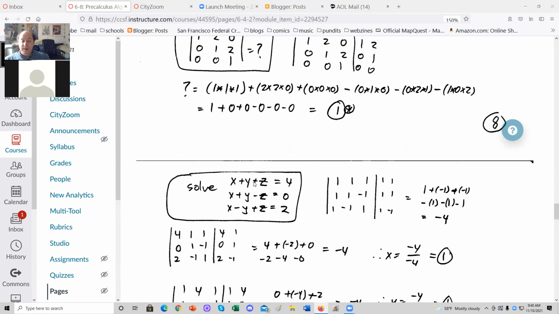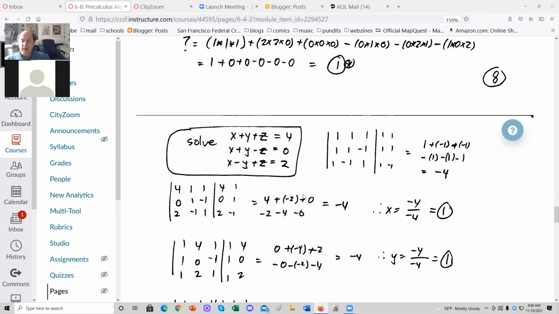So, here we have x plus y plus z equals 4, x plus y minus z equals 0, x minus y plus z equals 2. So the coefficient matrix is 1, 1, 1; 1, 1, -1; 1, -1, 1, and its determinant is -4. If we put 4, 0, 2 in the first column, then after a bit of work from its determinant, you get -4. And so x is this -4 divided by this -4, which is a 1.